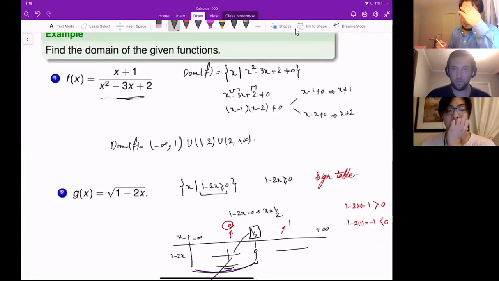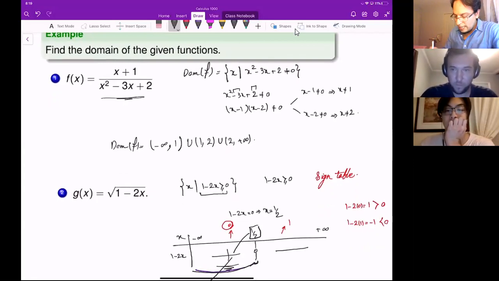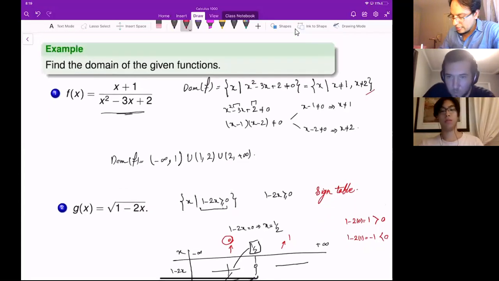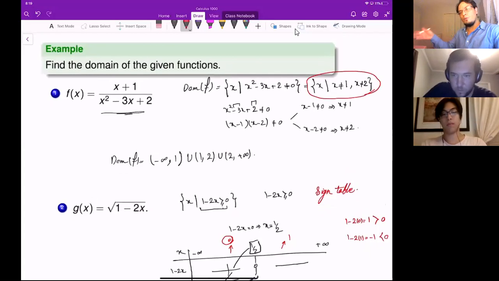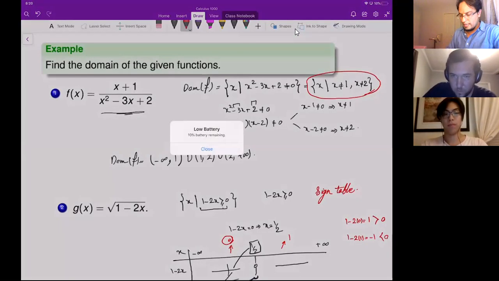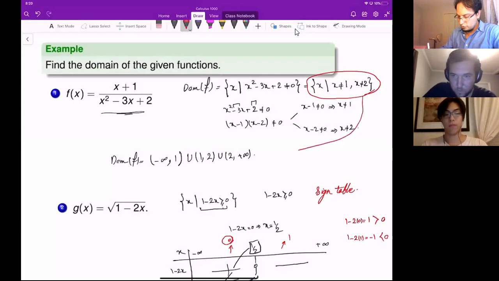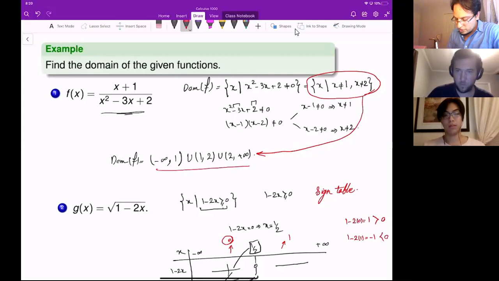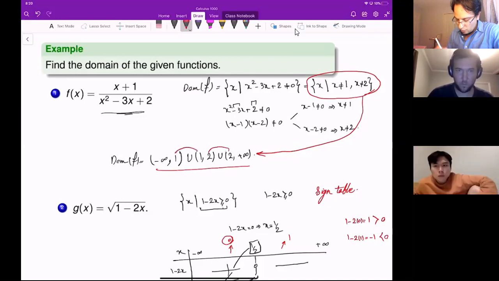So the point is that I now know that the domain is all x's such that x can be any number but 1 and 2. This is one way to write that domain. But if you want to write it in the interval format, then you have to write it this way. And you will need to write that one in that format. It basically means that everything but exclude these two guys here, 1 and 2.